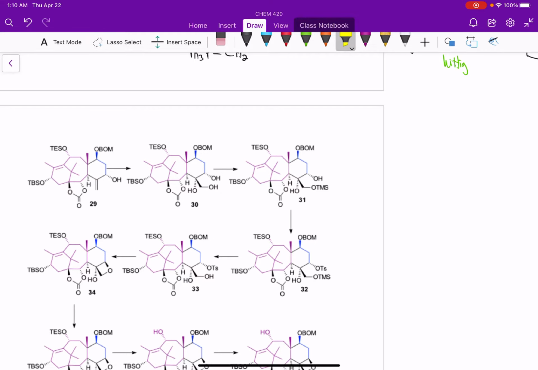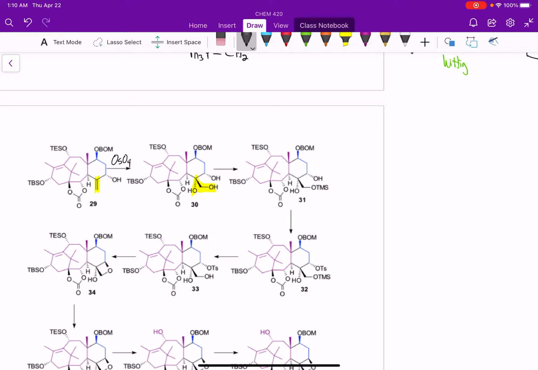What we see is in 29 we have an alkene. We're really turning that alkene into a diol, so we're adding two OHs across that double bond. That's done using OsO4, osmium tetroxide. Pretty simple reaction from sophomore organic chemistry.